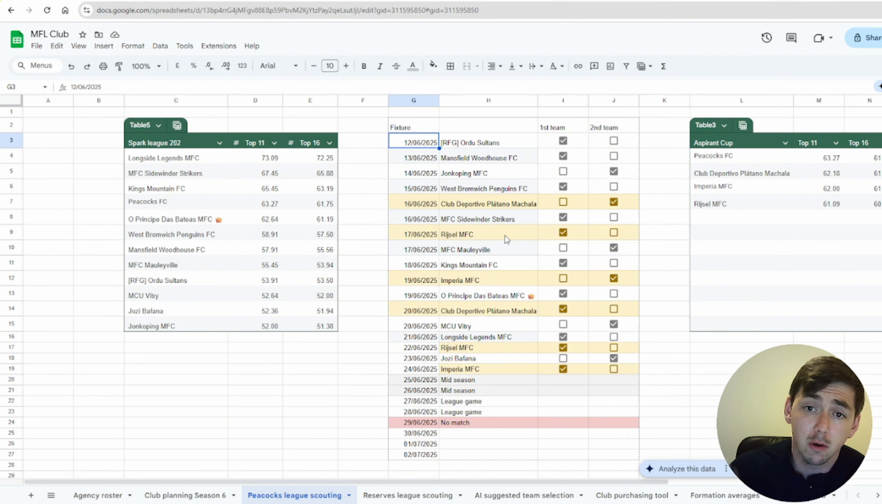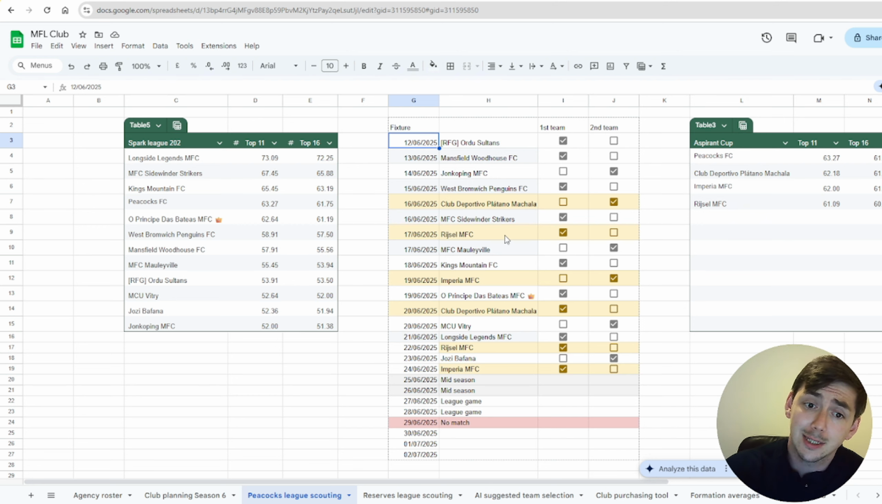How much rotation we do: at the moment, I've got a first and a second team. First team is the strongest 11, second team is the second strongest 11. And if I do play the second team, I might play the entirety of the second team. It depends on how many games my first team have played before and what their energy level is like, or I do a mix between the two.